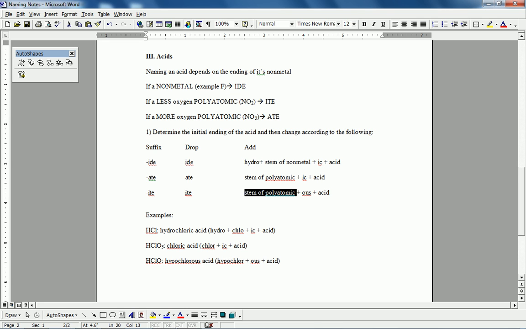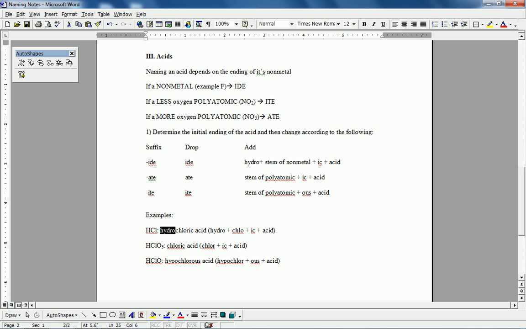Add a new ending: ic for the nonmetal, ic for the ate ending, us for the ite ending, and of course the term acid. There's nothing else to do except with the ide ending, where we also have to add a prefix, which is hydro. And here are some nice examples. This is a chloride, just a regular Cl, a nonmetal by itself. So we would drop the ide and keep the stem, which is chlor, add the new ending, which is ic, and of course acid, and add our prefix, hydro.